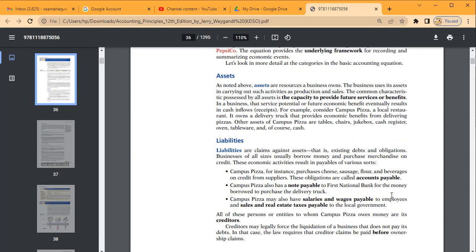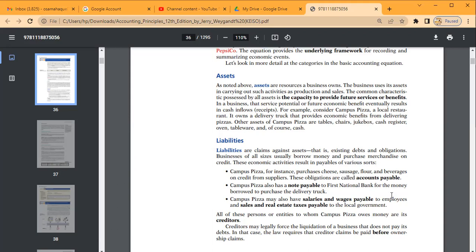For example, consider Campus Pizza, a local restaurant. It owns a delivery truck that provides economic benefits from delivering pizzas. Other assets of Campus Pizza are tables, chairs, jukebox, cash register, oven, tableware, and of course cash.